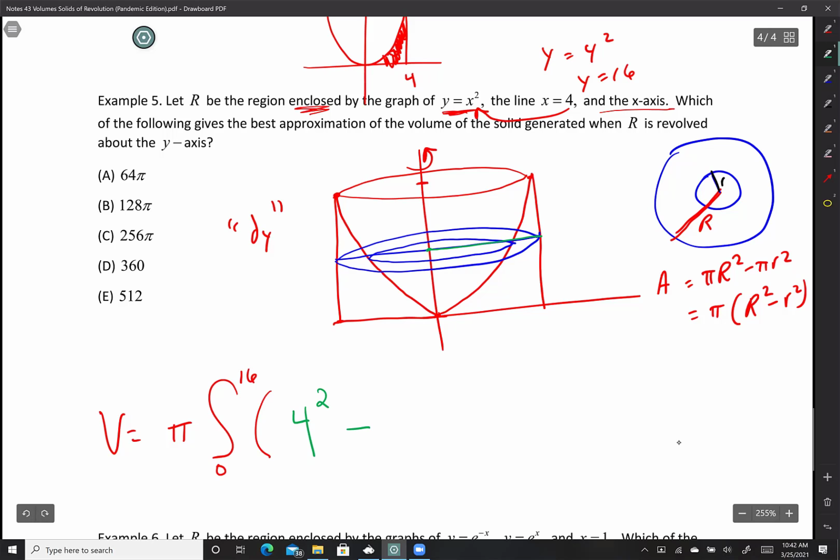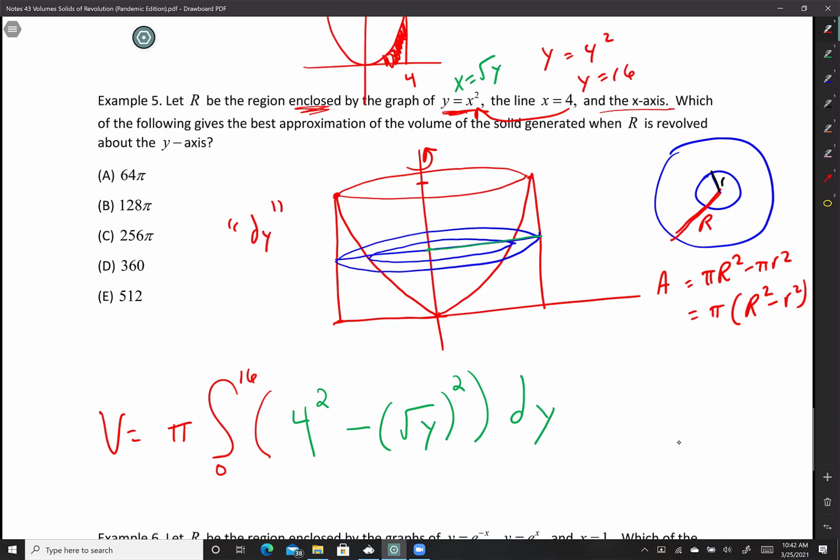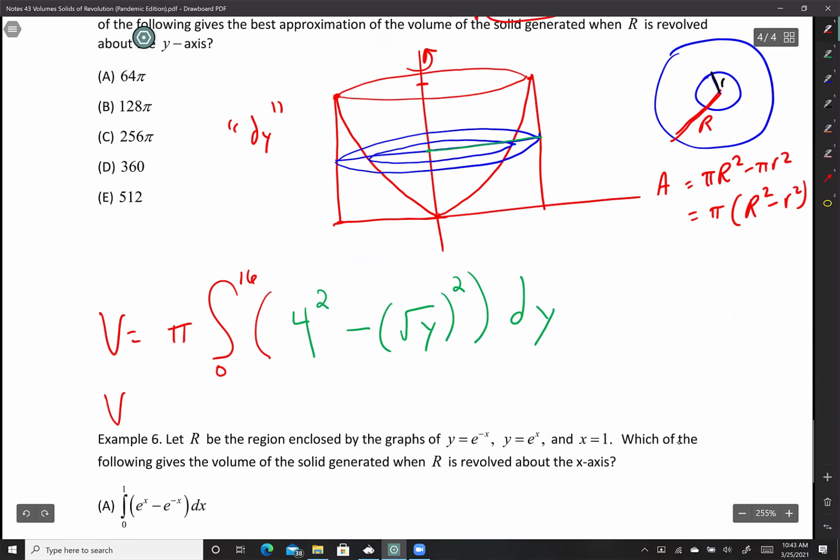Minus the little r is the distance from the y-axis to that curve. And that curve is, well, I need to have it in terms of y. So let's see. X equals the square root of y. So square root of y squared. Always have the initial setup like that. Does everyone understand where I got all this stuff from? Okay, let's not use a calculator because I see all the answers in terms of pi. So that means they want us to do this by hand. So let's do it by hand.